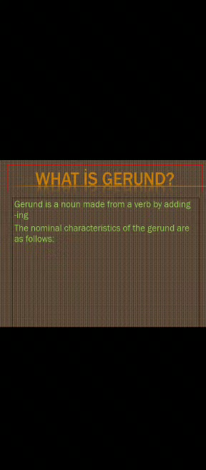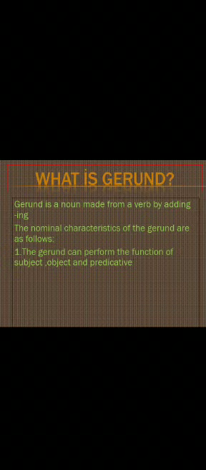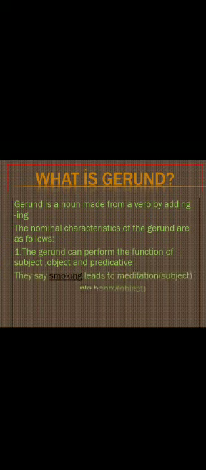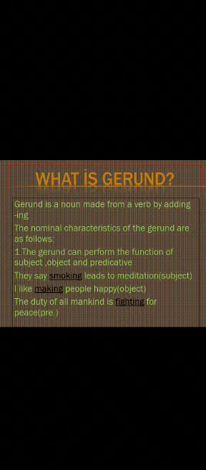The nominal characteristics of the gerund are as follows. First, the gerund can perform the function of subject, object, and predicative. They say smoking leads to meditation. In this sentence, smoking is in the function of subject.